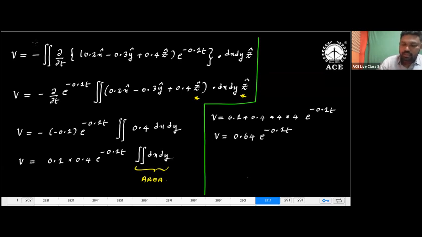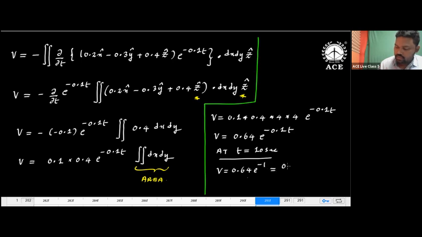He is asking at what point? At time t is equal to 10 seconds he is asking. Just substitute there. 0.64 into e to the power of minus 1, which is 0.64 by e, beta. How much is that? Check out this value. 0.23 volts. 0.23 volts is the answer. Is that correct? Please cross check.